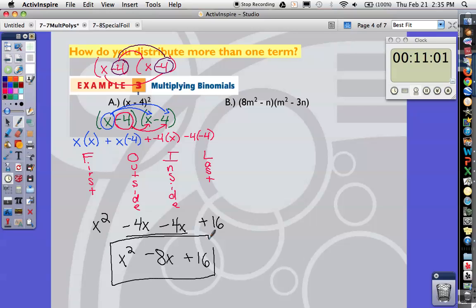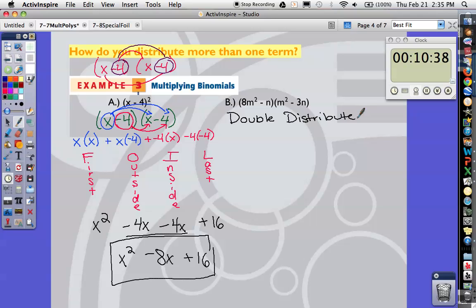So again, you might hear me call this foiling. You might hear your high school teacher call it foiling. That is a shortcut word for first, outside, inside, last. Again, that only works for a binomial times a binomial. What I would really like for you to call it is just we're distributing. And in this case, because there's two things to distribute, we're going to double distribute.